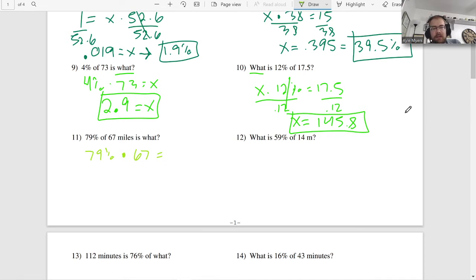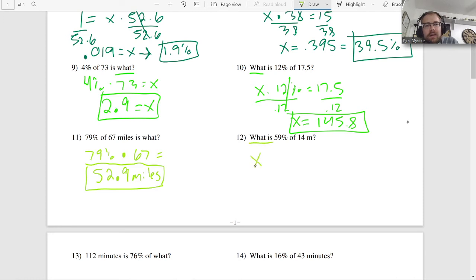times 67, and I get 52.93. I'm going to round to one decimal place, 52.9 miles. 79% of 67 miles is, well, it's a smaller amount of miles, right? So, like, if I said I went 100 miles, and I said, what's half of that, right? What's 50%? What's half of that? It's 50 miles, right? So we do want to include the units, technically speaking, but like I was saying before, if your teacher's not a stickler about it, then I guess it doesn't really matter too much.